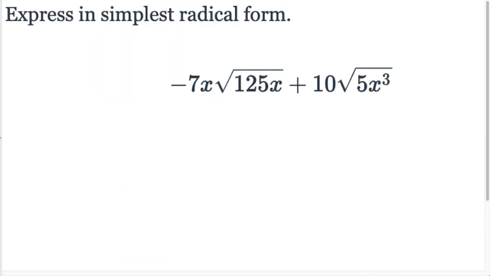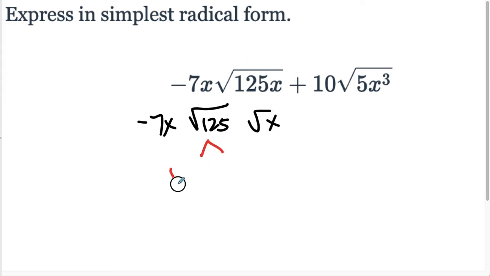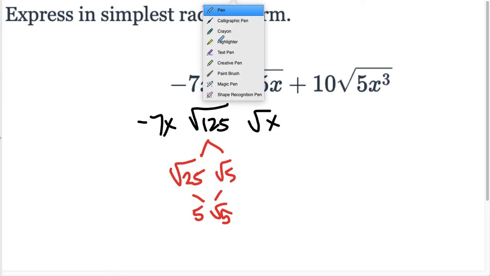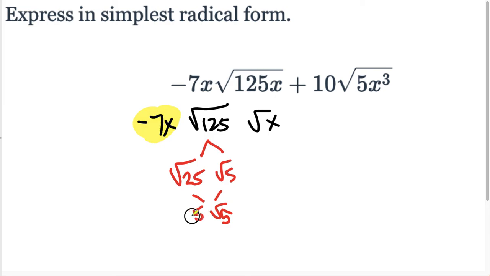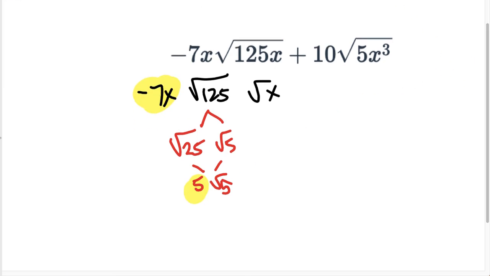Okay, so let's identify what we need to break down. Negative 7x can stay, the square root of 125, and then the square root of x. The square root of 125, I'm going to do this much faster. It comes from the square root of 25 times 5, which is equivalent to 5 square root of 5. And this doesn't get broken down, and this doesn't get broken down anymore. Now I'm going to highlight my new coefficient, which is negative 7x and a 5. Together that makes negative 35x as my new coefficient, and my radicand is 5x.